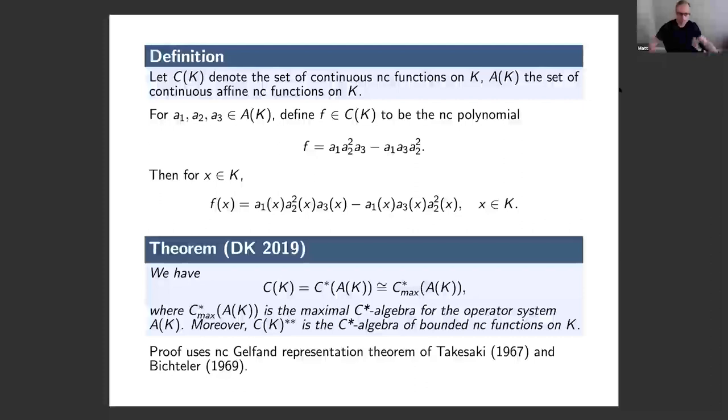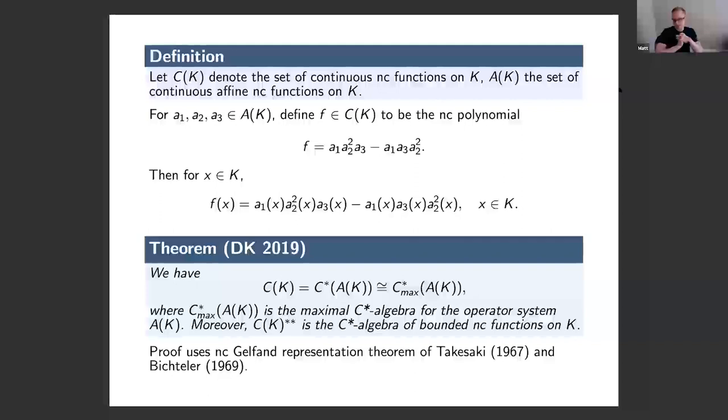The proof of this theorem uses the NC Gelfand representation theorem of Takesaki from 1967. So this is an Annals paper of Takesaki, one of his first papers, actually. I was recently in Japan and I was told that this was something he worked on during his PhD. So Takesaki proved his representation theorem in the separable case. Bichteler gave a proof that worked in the non-separable case as well.